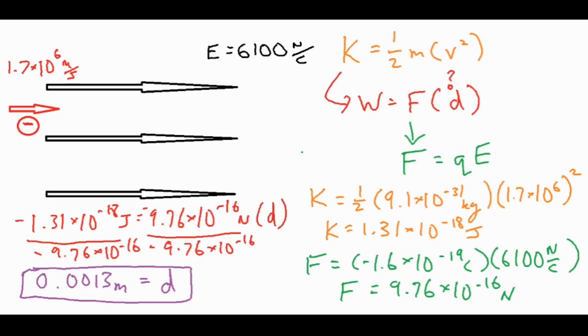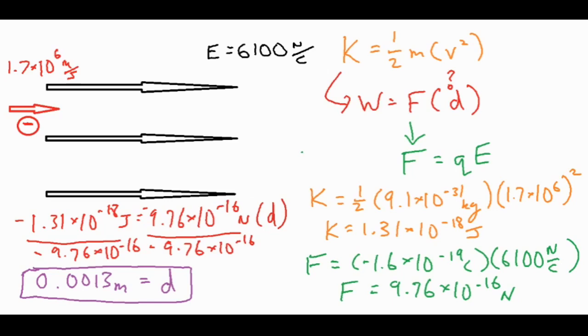All right, so what I did was I found the kinetic energy of the electron initially, which is 1/2 m. This m is a constant, which is the mass of an electron, 9.1 times 10 to the negative 31st kilograms. So that's where I got that variable from. The velocity was given in the problem, so I took the 1.7 times 10 to the 6th meters per second and made sure I squared that. That gave me an energy of 1.31 times 10 to the negative 18th joules.